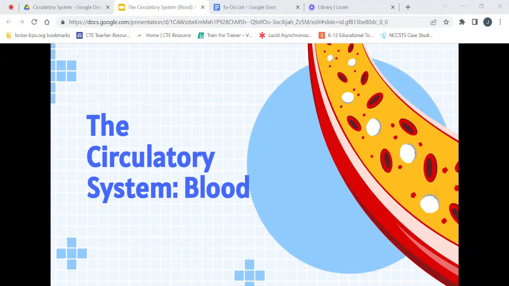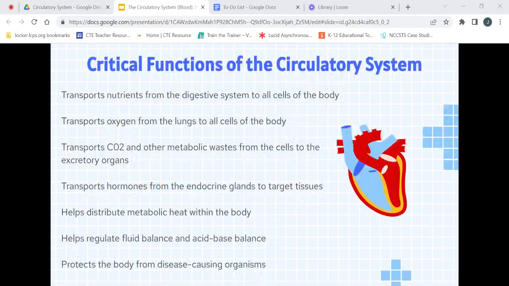As it circulates, blood transports nutrients, oxygen, hormones, and waste products. The lymphatic system helps maintain fluid balance and launches immune responses that protect the body against disease. There are several critical functions of the circulatory system. The circulatory system helps maintain homeostasis by transporting needed materials and by maintaining fluid balance and acid-base balance. It protects the body from disease-causing organisms.